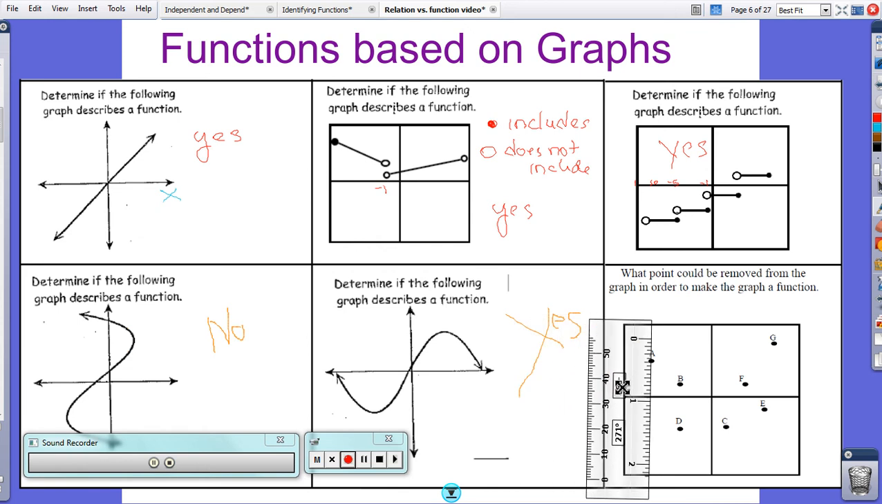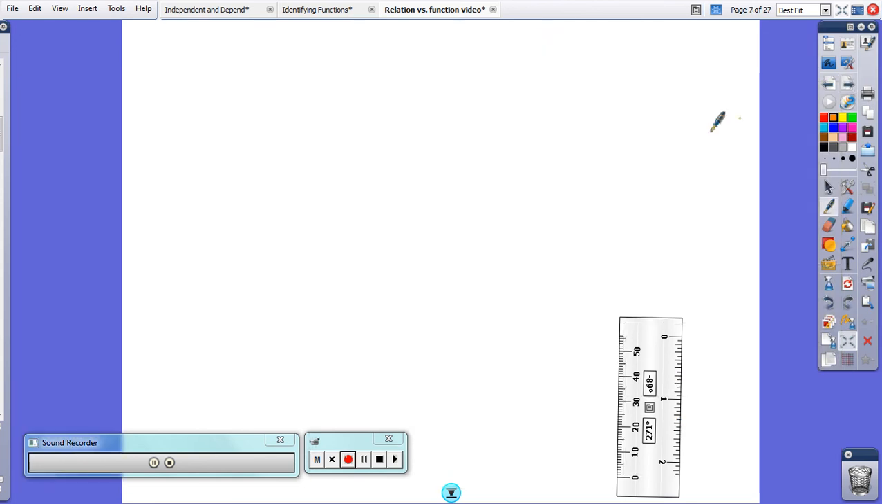Well, here it is, B and D. B and D are directly on top of each other. So if you removed B or D, you would have a function. Yay! The end.